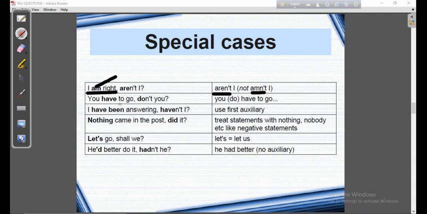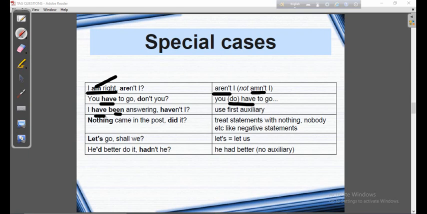You have to go, don't you? Okay. Here have is the main verb, and that's why it's like you do have to go. Here do is the main verb and is in present indefinite tense or present simple, and so it takes do. Don't you? You may write haven't you? Okay, it's also correct. I've been answering, and then now you may have been confused, like should we form the tag with have or been. Okay, use the first auxiliary, that is have. Haven't I?